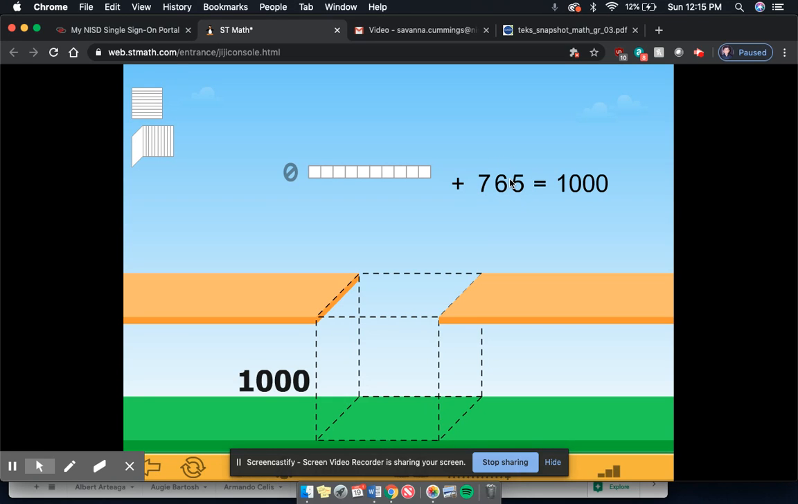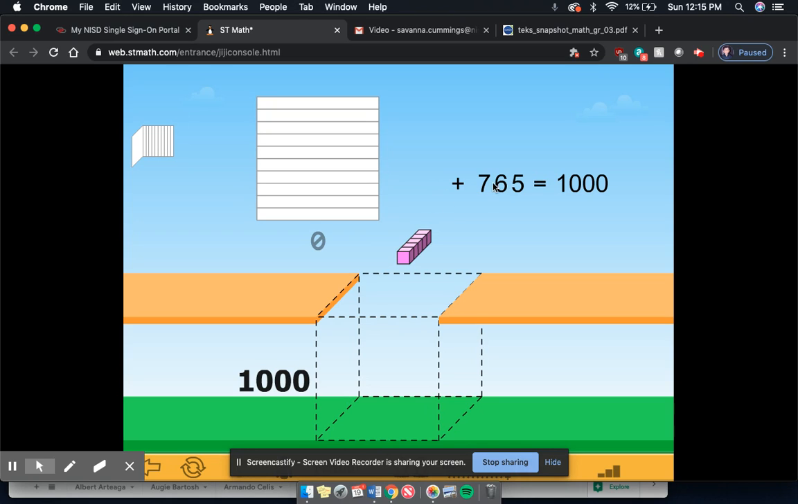So start with your ones digit. From 765, how many more ones do you need to make it to your next 10, which would be not 60 because we have six tens, but 70 because there would be seven tens if we added on. So that would be five ones. So now you have 765 plus five, which is 770.